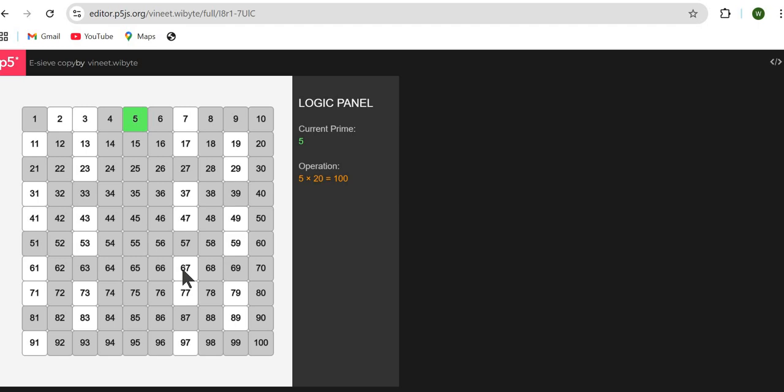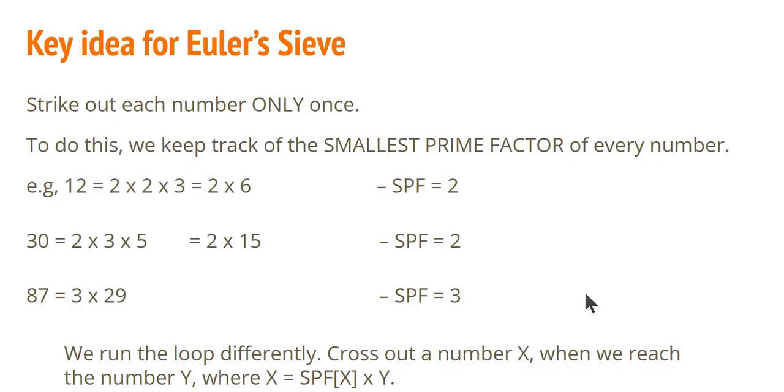Some numbers are being marked more than once, depending on how many prime factors the number has. In order to avoid this duplication, we have another interesting idea called the Euler Sieve. The key idea in Euler Sieve is to strike out each number only once. This is really a departure from the previous thinking, hence the code is very interesting, quite thought-provoking, I would say. The whole idea is that we keep track of what we call the smallest prime factor of every number. Let's just understand what this means.